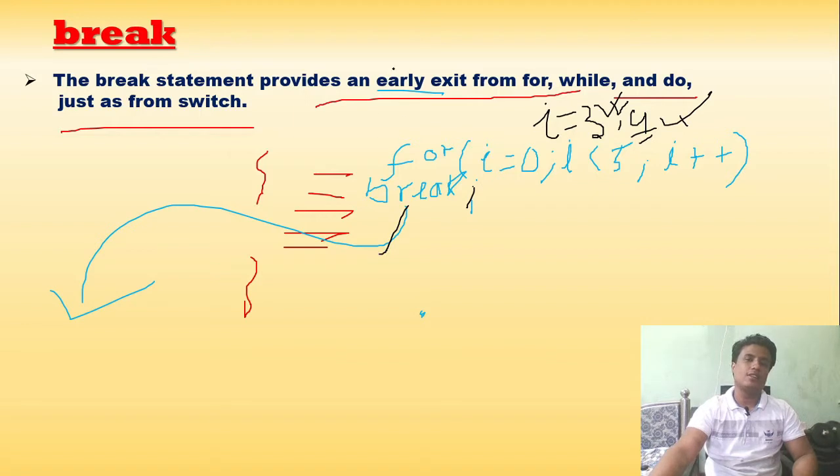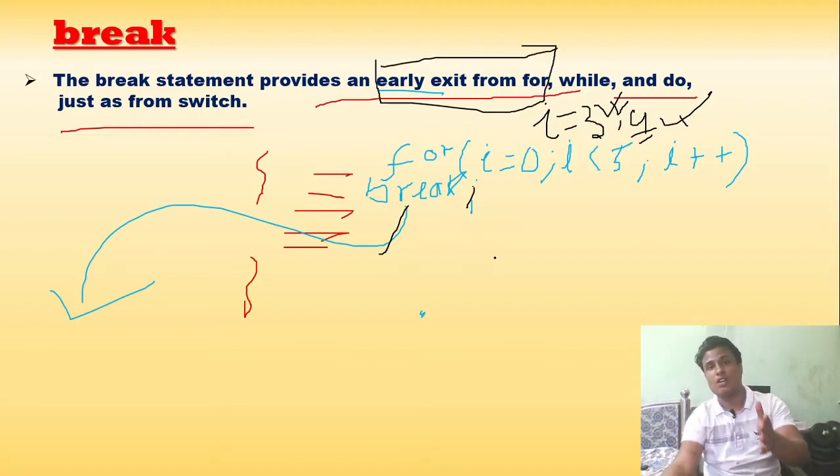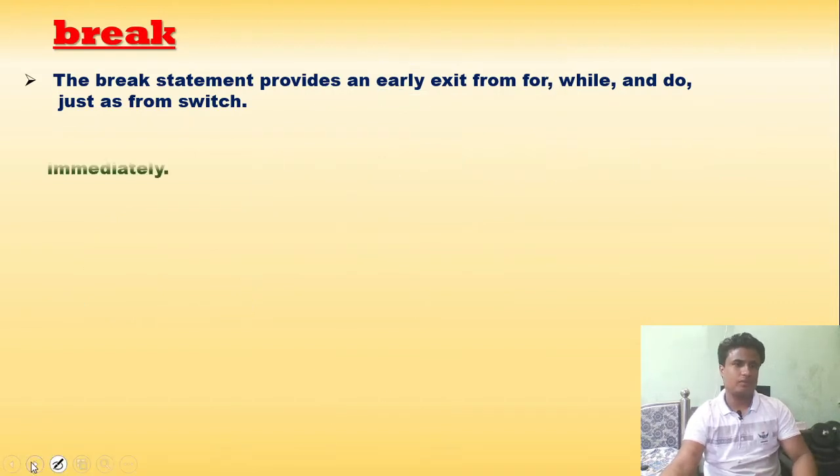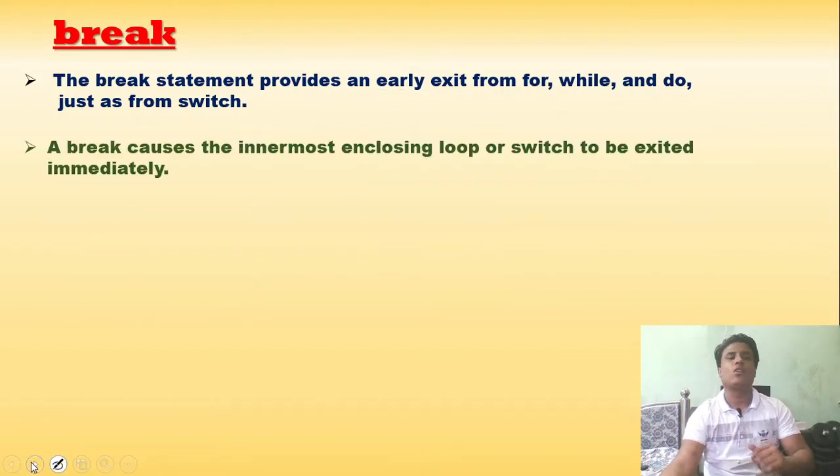Okay, so it is known as early exit. It means there are some conditions remaining to be executed, but we exit from the loop earlier than the conditions that have to be evaluated. Okay, so if you are getting it, now moving on, we go to the next point. Break causes the innermost enclosing loop or switch to be exited immediately. This is just an inference of the previous point which I have described here.